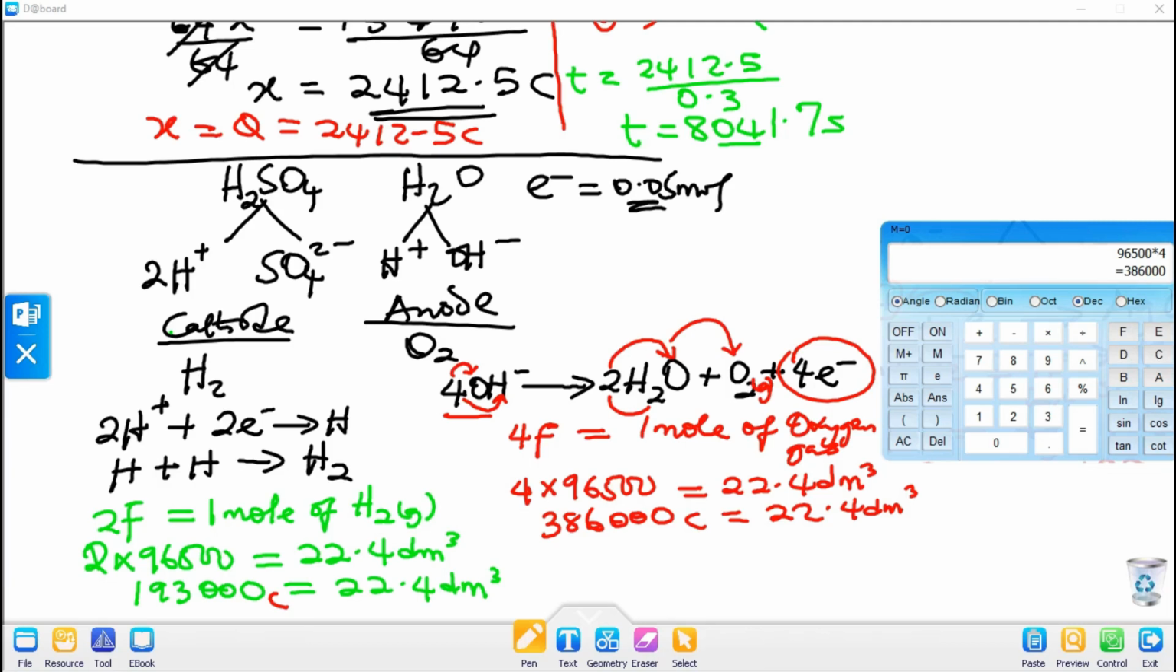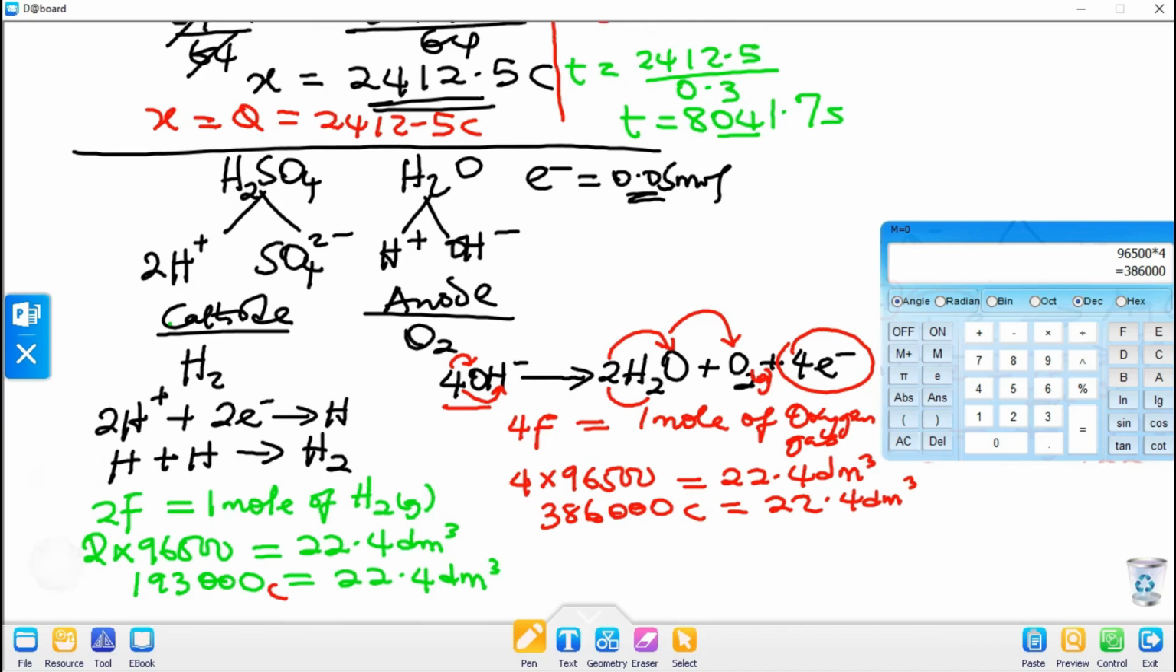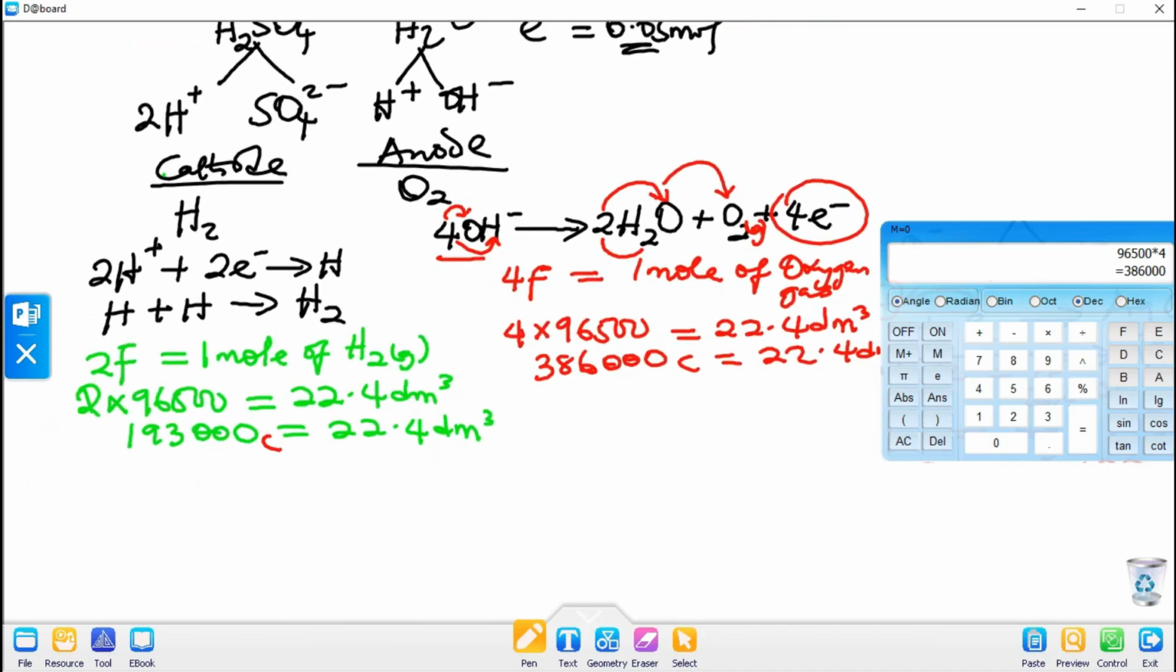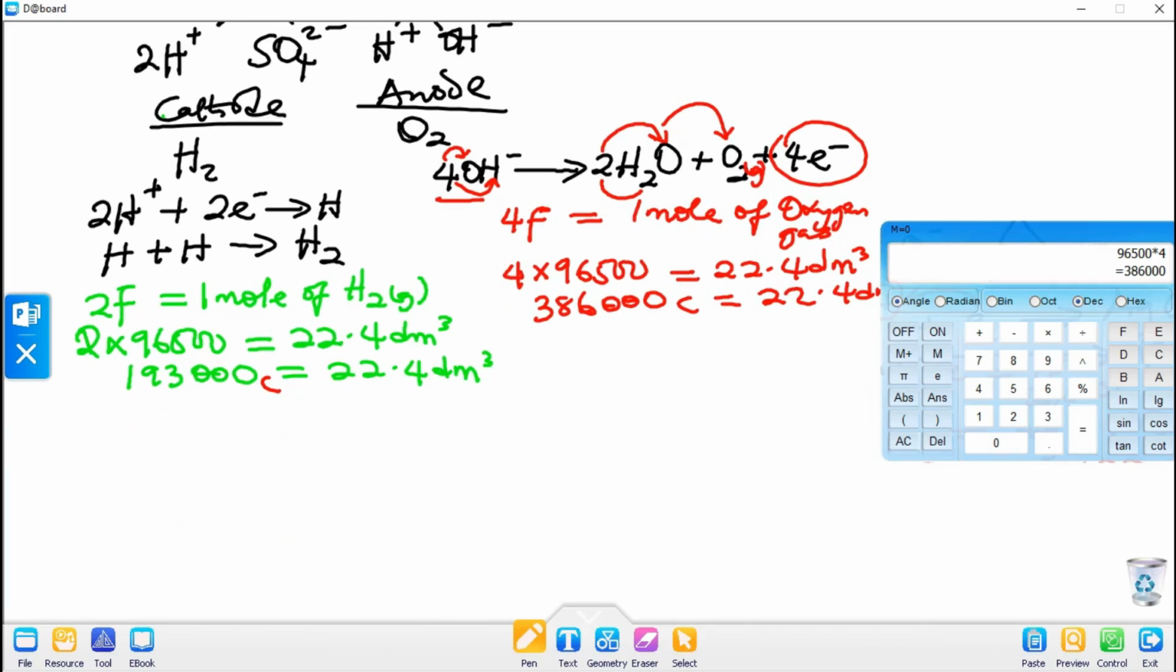But from the question, we are told that the quantity of electrons, or if you wish to say charge, that flowed into that acidified water is 0.05 mole of electrons. So what we simply need to ask ourselves is, what is the value of 0.05 moles of electrons? To know that, we know that 1 mole of electrons is equivalent to 96,500 coulombs. So what about 0.05 moles of electrons? That is just what we need to know.